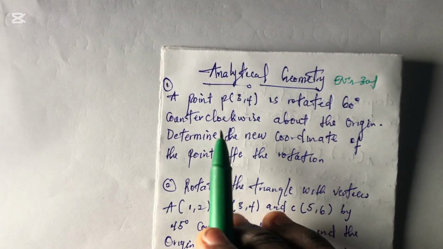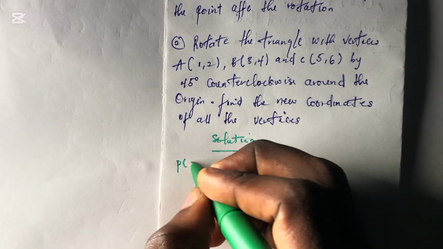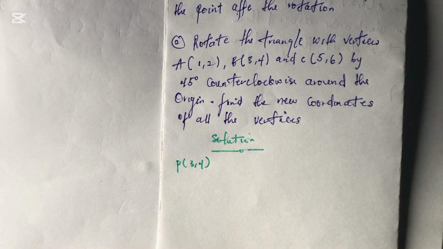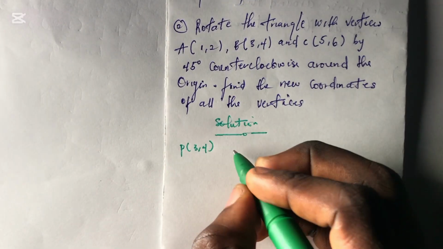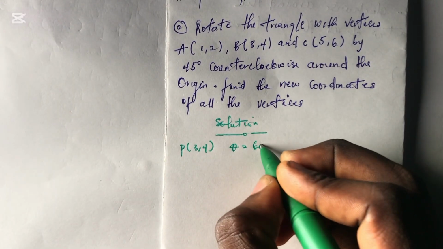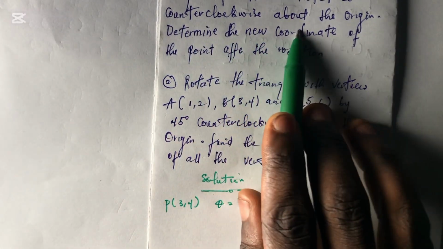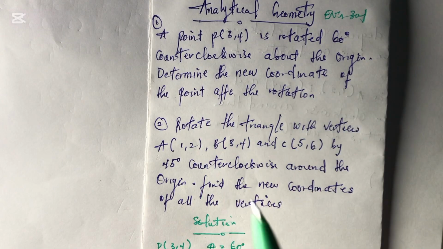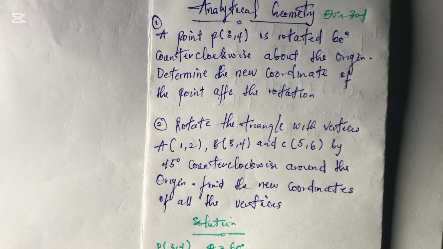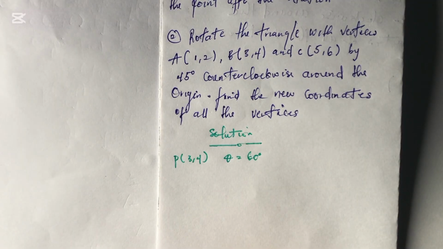Alright, first question, we have a point which is (3, 4). First, you write your point, (3, 4), point B. That's the first thing to do. The next is rotated 60 degrees. Next, you write your angle, 60 degrees. Next, counterclockwise about the origin. Determine the new coordinate of the point after rotation. Let's see how we can do that.